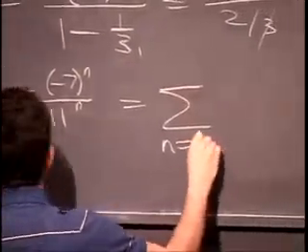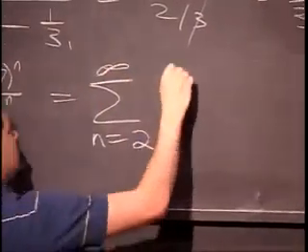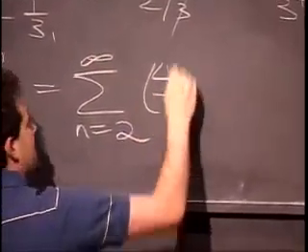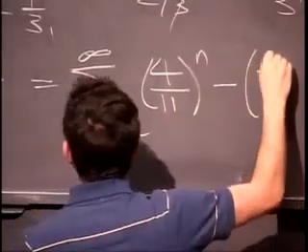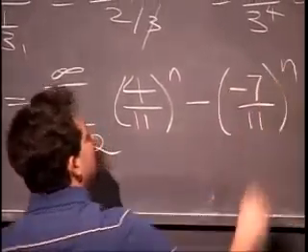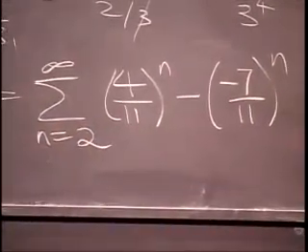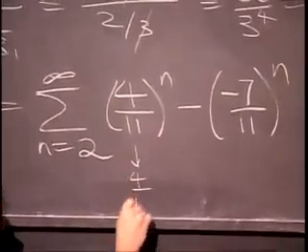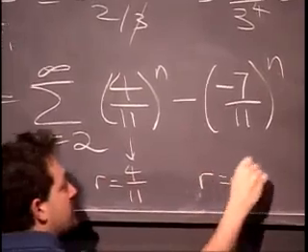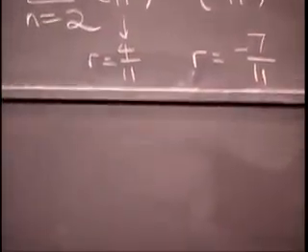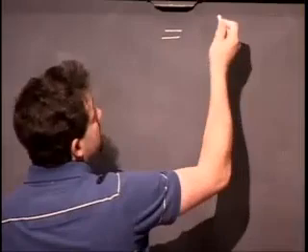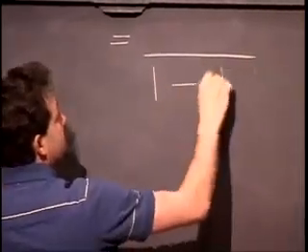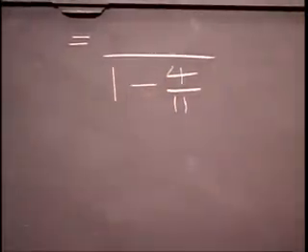And so I get the sum from 2 to infinity, 4/11ths to the n minus 7/11ths to the n. Now these are both geometric series if you split them up. So this has ratio 4/11ths, whereas this one has ratio minus 7/11ths. And both of those quantities, 4/11ths and minus 7/11ths, are between -1 and 1. So we can use the formula a over 1 minus r. So we'll deal with the 4/11ths term.